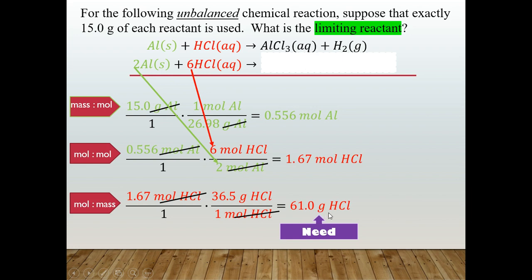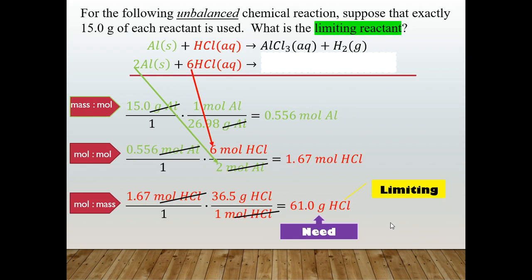You need 61 grams of hydrochloric acid to completely react with 15 grams of aluminum, but you don't have 61 grams of hydrochloric acid. You're only given 15 grams. So right away, what you need is way more than what you're given, which would imply that you're short. Again, you need 61, but you're only given 15 grams. So right away, I don't have to do any further work. I know that this is my limiting reactant, which is hydrochloric acid.